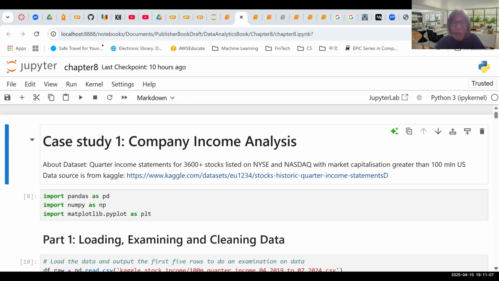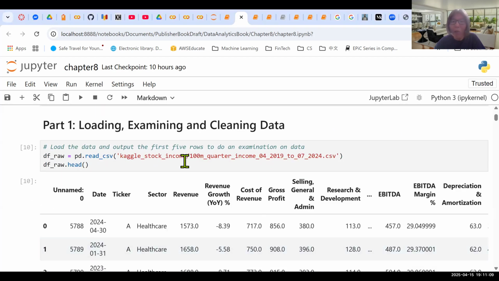So the first stage is to load the data. So loading, examining, and cleaning data. You have the CSV file, and then you just read the CSV. Generally speaking, we first call head, so we get a glimpse of the data set and have some basic idea.